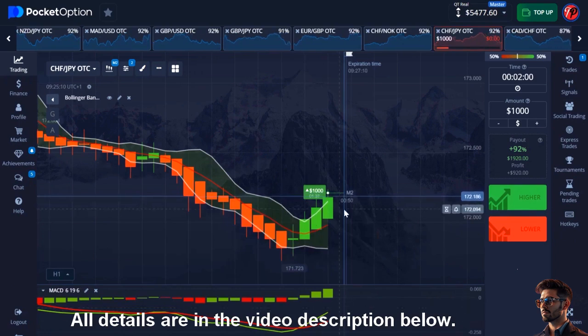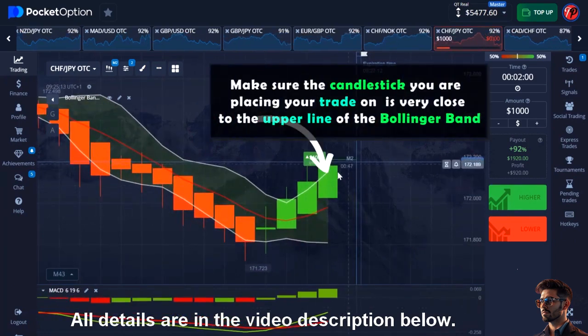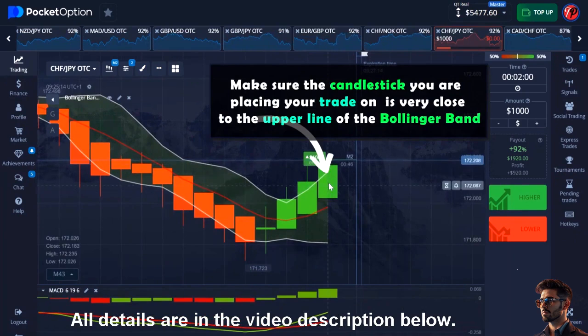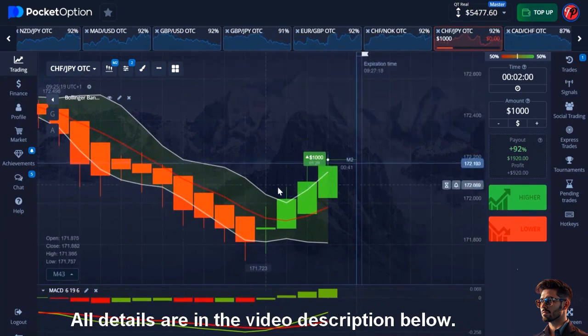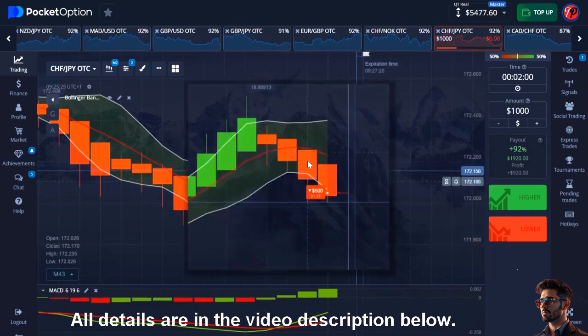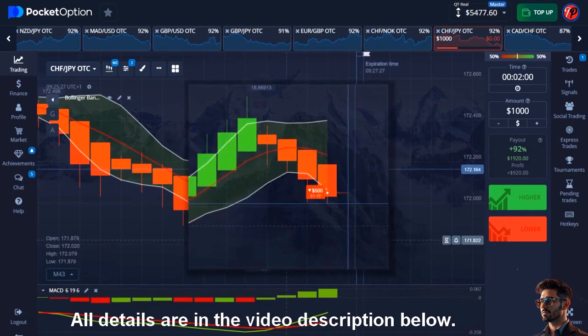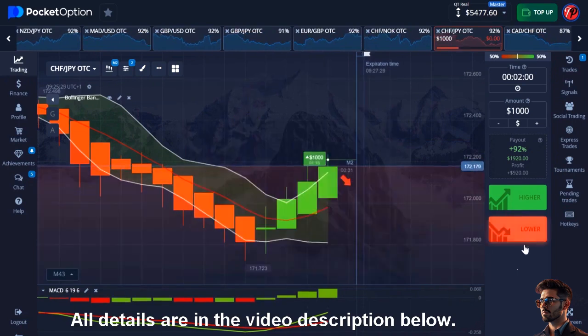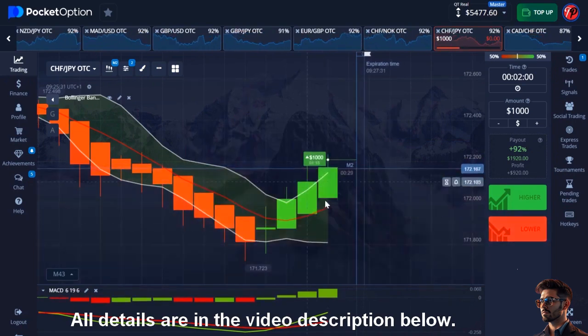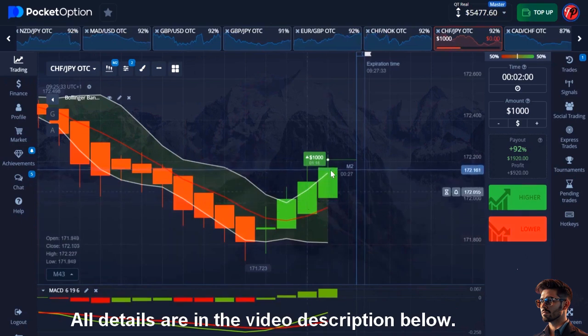And not only that, when it comes to your candlestick right here, make sure that the candlestick you're placing your trade on is very close to the upper line of the Bollinger Band, either very close or actually out of it. The other time we had it very close to the lower line of the Bollinger Band because we were going for a lower trade. But this time around, you need to have it very close to the upper line of your Bollinger Band if you're going for a higher trade.